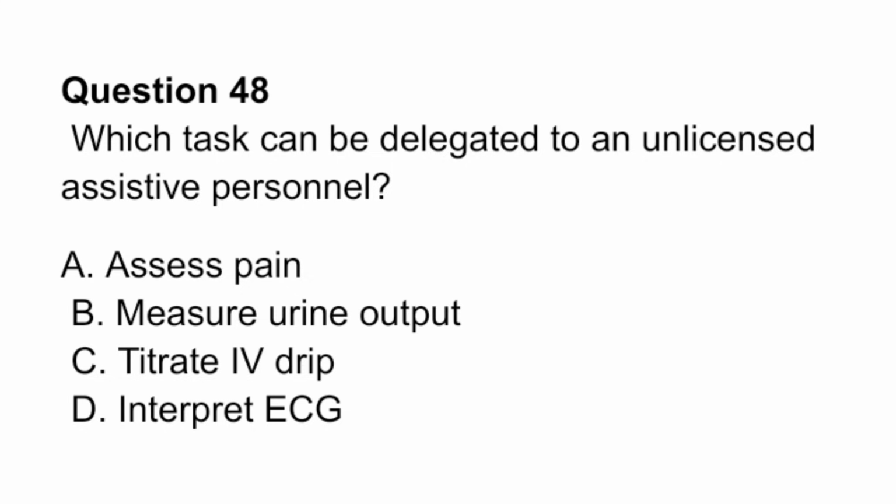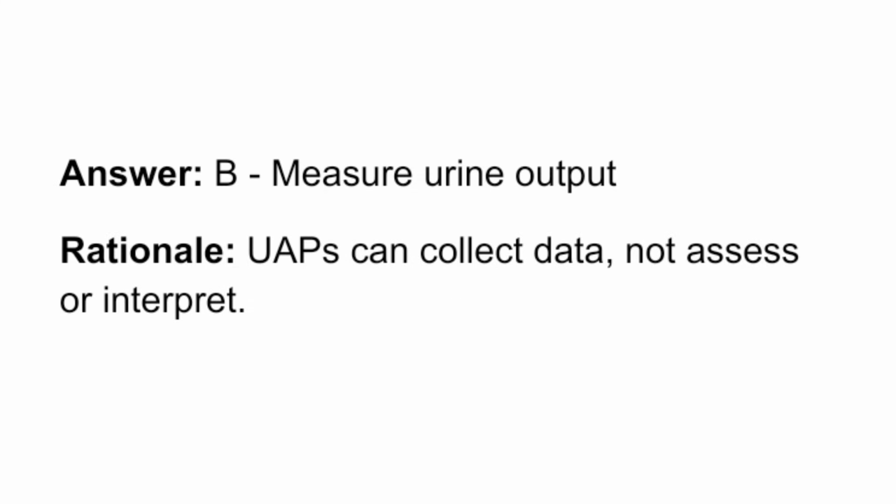Question 48. Which task can be delegated to an unlicensed assistive personnel? A. Assess pain. B. Measure urine output. C. Titrate IV drip. D. Interpret ECG. Answer B. Measure urine output. Rationale: UAPs can collect data, not assess or interpret.